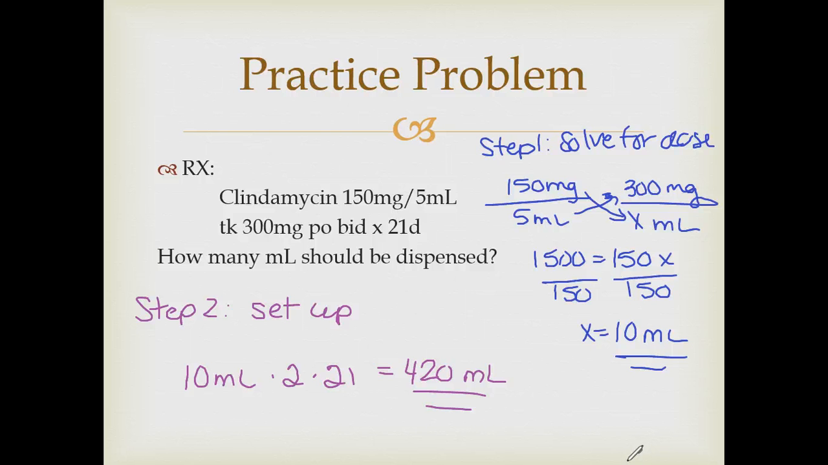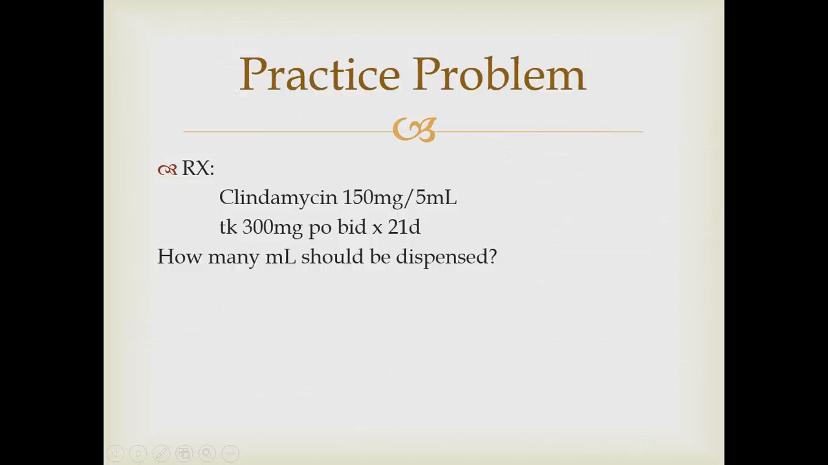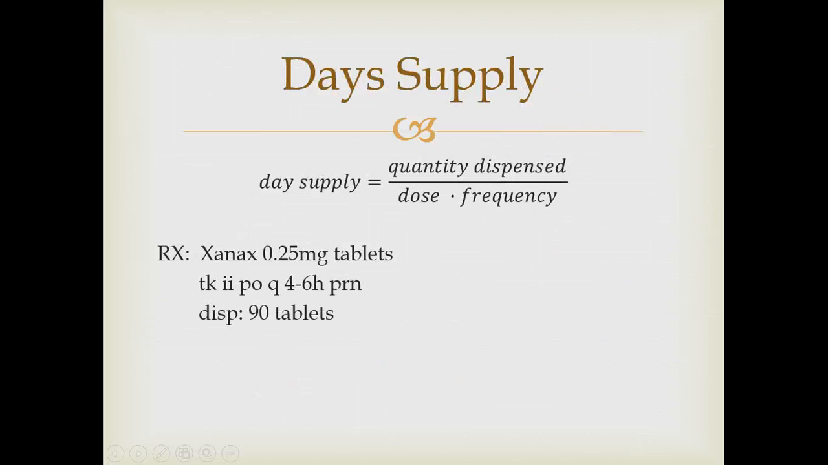That's an overview of quantity dispensed for both liquids and tablets. Now let's take a look at what day supply is going to look like. Okay, day supply is illustrated by the equation of quantity dispensed divided by dose times my frequency. Now dose is either the number of tablets or capsules, or the number of mLs, depending upon what type of drug formulation we're looking at. Our frequency is how many times per day. So let's take a look at this particular problem.